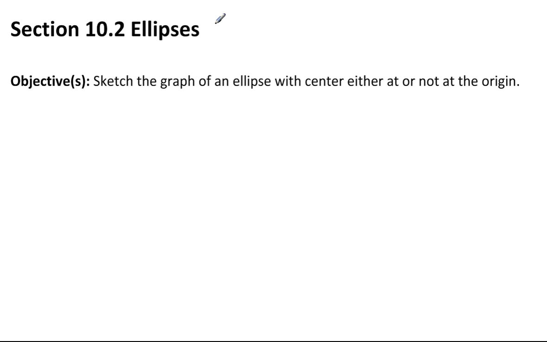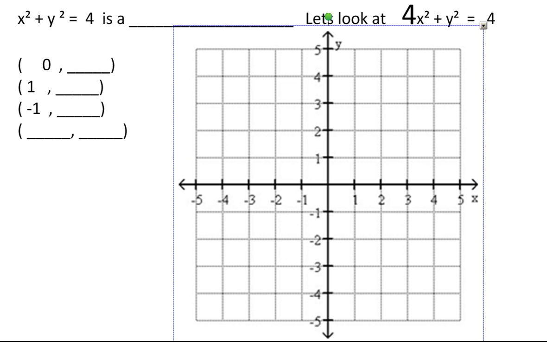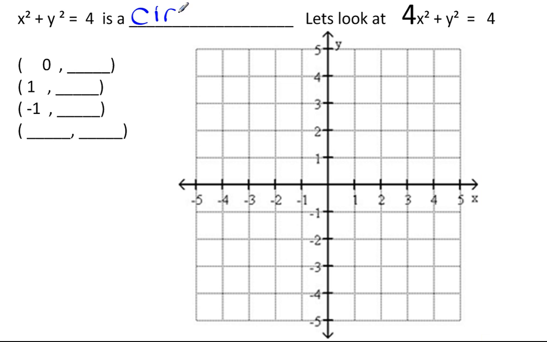Good day. Welcome to 10.2. We're going to draw ellipses today. Do circles that kind of got smushed over on one side or on tops and bottoms.